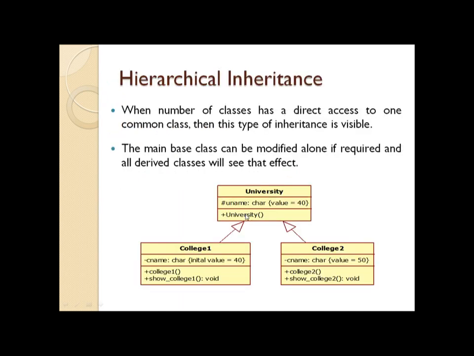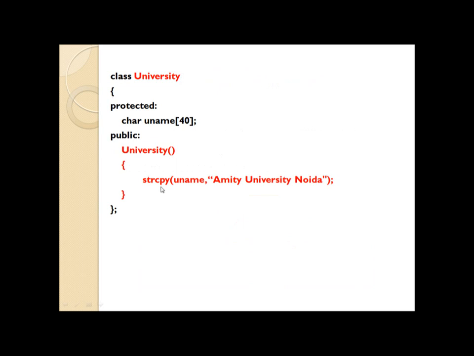So this operation is nothing but the constructor of this class. So that is the reason we have not specified any return type for this. Even here you can see college 1 is a constructor, college 2 is a constructor. So constructors do not require any return type. That is the reason we have not listed any return type for these constructors, whereas show_college_1 has a return type void, show_college_2 has a return type void.